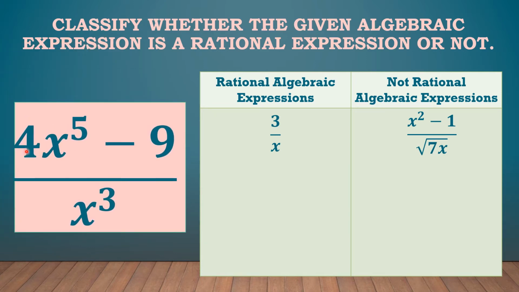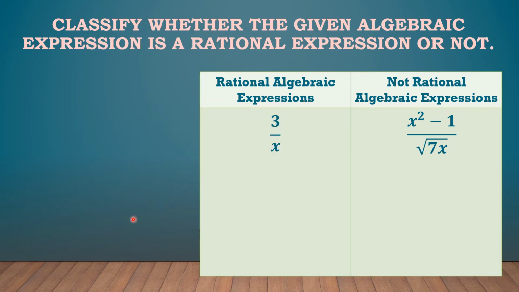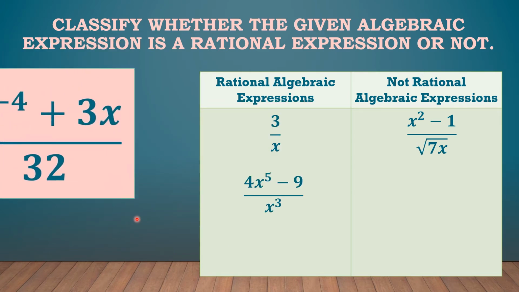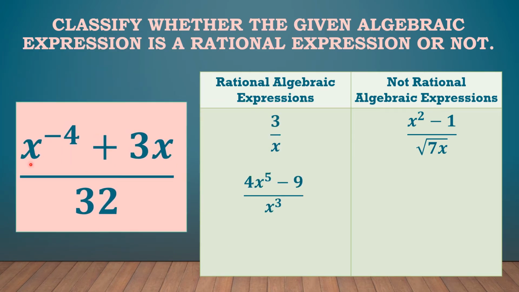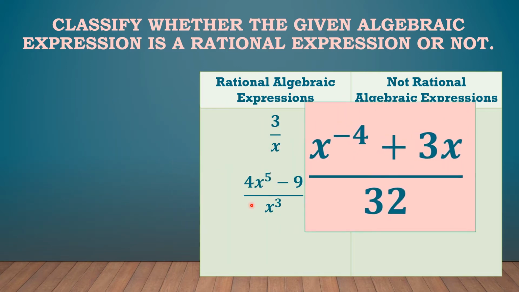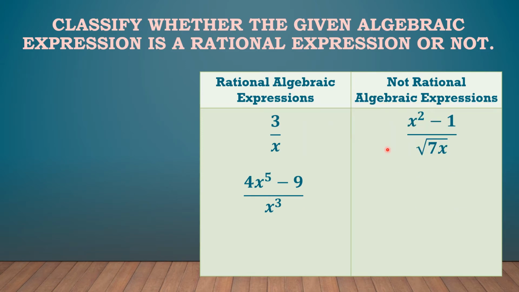Next, 4x raised to 5 minus 9 all over x cubed. Rational or not? Very good. It is a rational expression. Next, x raised to negative 4 plus 3x all over 32. Rational or not? Correct. This is not a rational expression because the exponent of x here is negative.